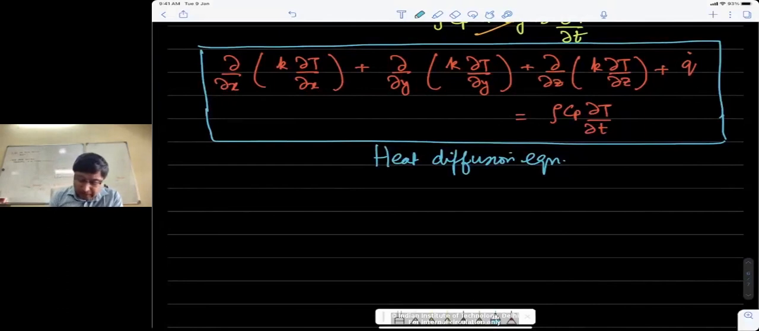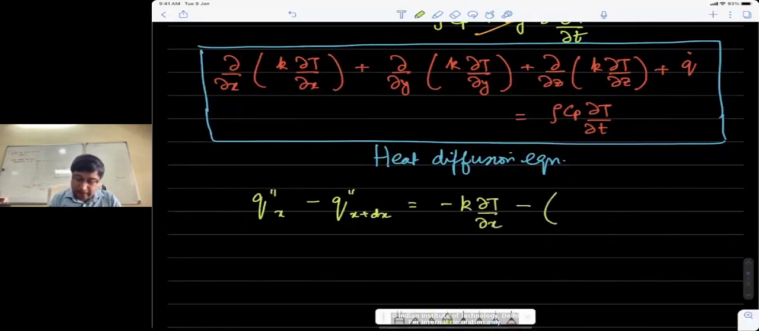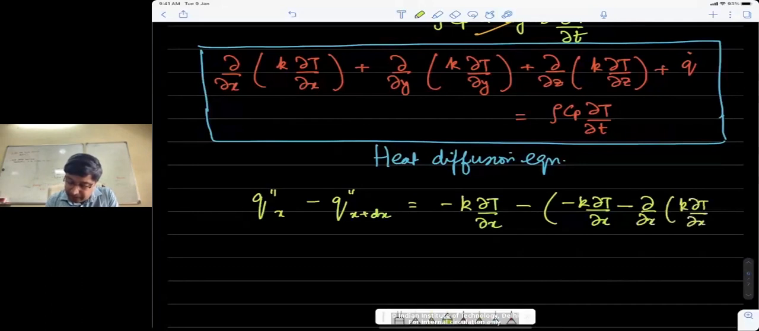The way I want to explain this to you is, if you look at this expression, say flux at x minus flux at x plus dx, let's say we want to explain what this should be. In Fourier's law, flux is minus k dT/dx, and I can write flux at x plus dx to be minus k dT/dx minus d/dx of k dT/dx dx.